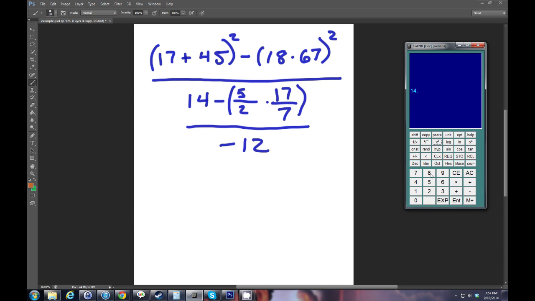Now the middle value. 14 enter, 5 enter, 2 divide, 17 enter, 7 divide, times, minus, 12 negative divide. Now that's the bottom half chunk, this whole thing, and now we hit divide again, and that's your answer. Much quicker than doing it traditionally.